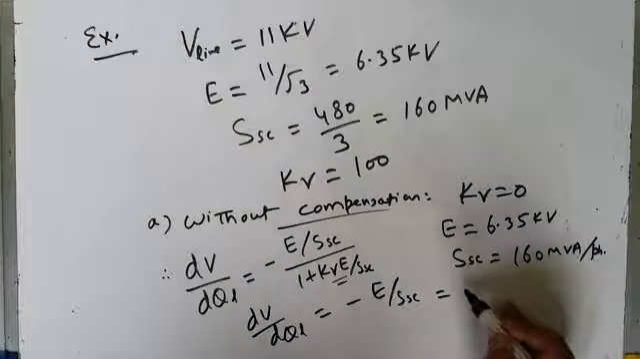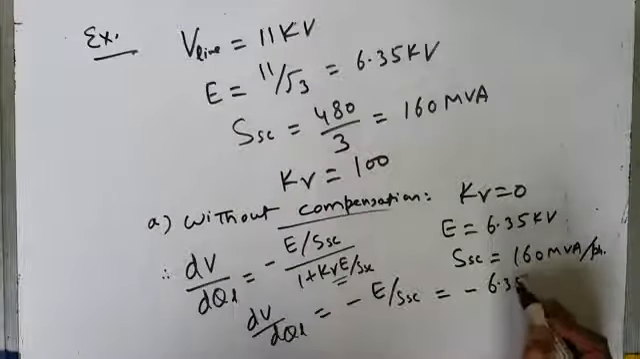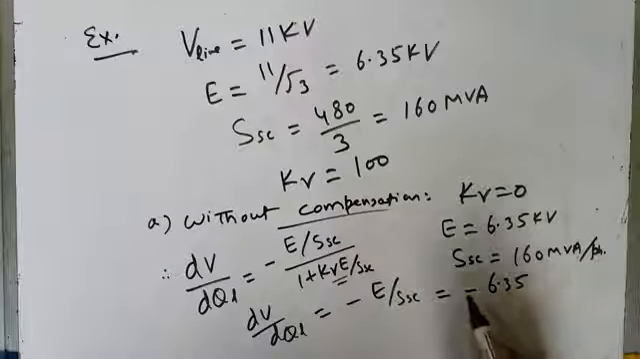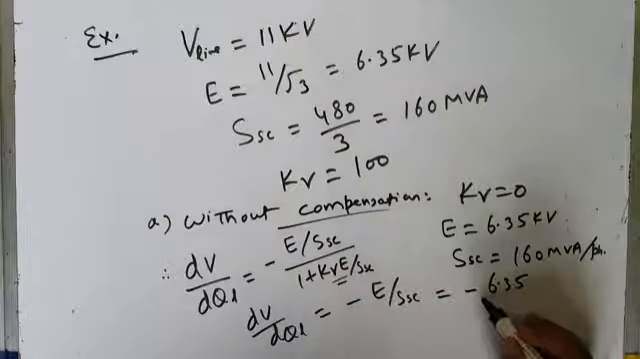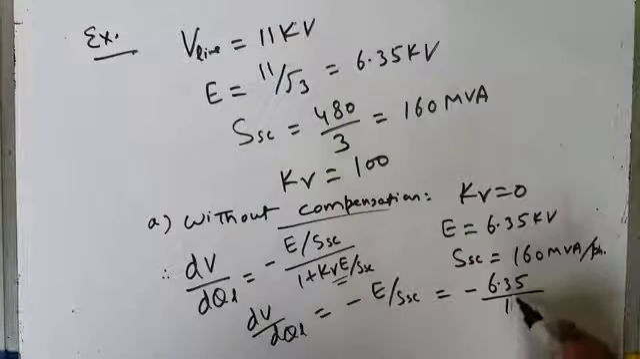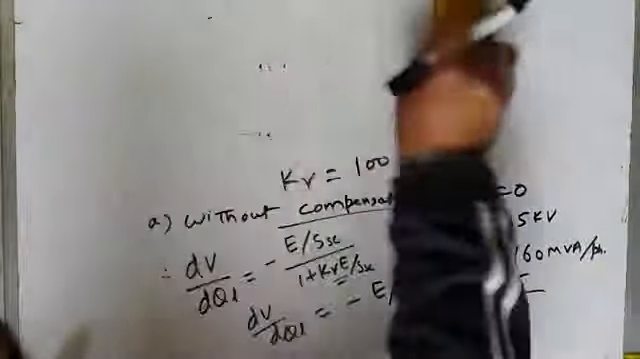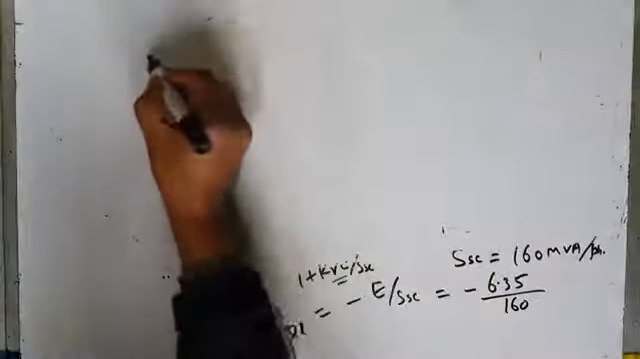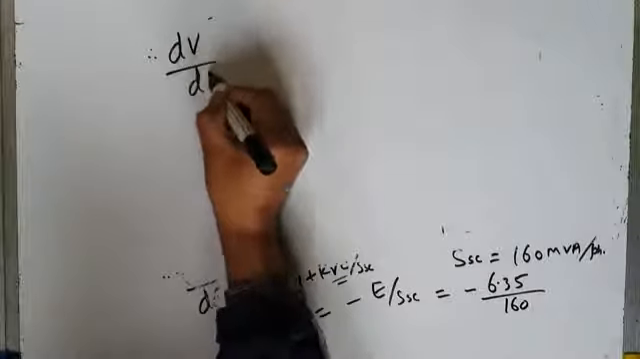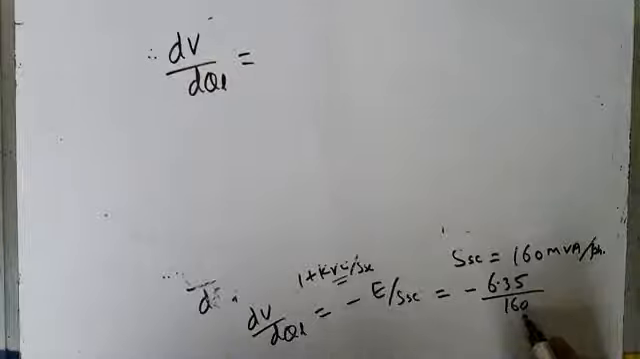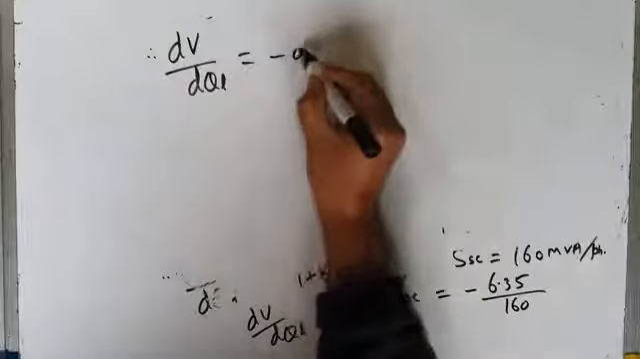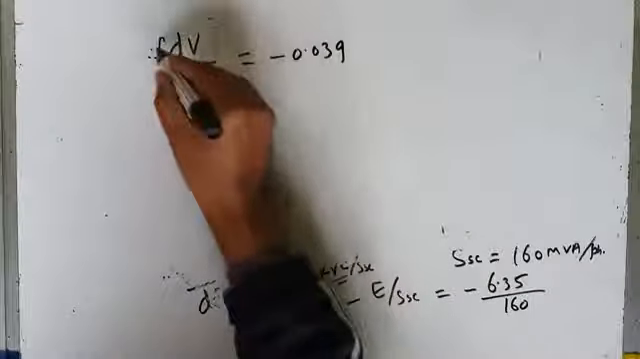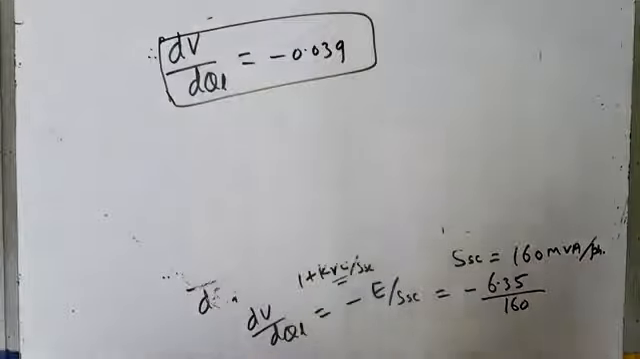That is equal to minus E, 6.35 kV, by SSC. What is SSC? 160. So this will give you the voltage sensitivity of the system without compensator. Therefore voltage sensitivity dV by dQL is minus 6.35 by 160, and as per my calculations that comes out to be minus 0.039 kilovolts per megawatt. This is the voltage sensitivity.